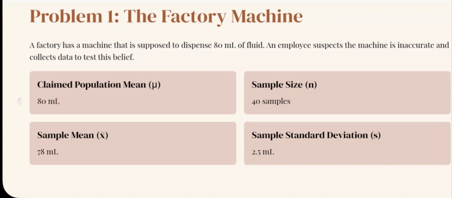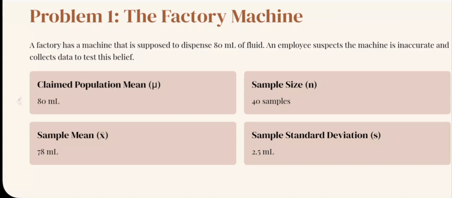So let's start with the null hypothesis. This is going to be the status quo. This is the machine in the factory. It dispenses an average of 80 milliliters. Now the alternative hypothesis, this is what is being tested. The employee believes that the average amount of fluid is not 80, and so he's conducting a test to show that's the case. So we could say that mu does not equal 80 for the alternative hypothesis.